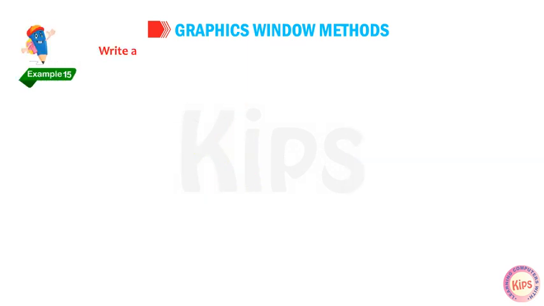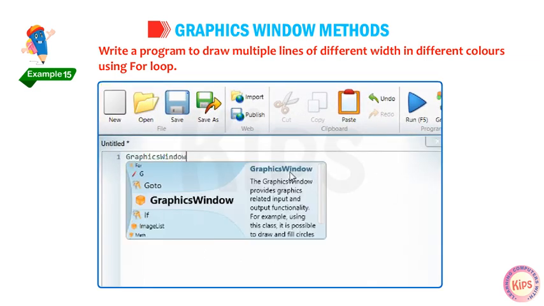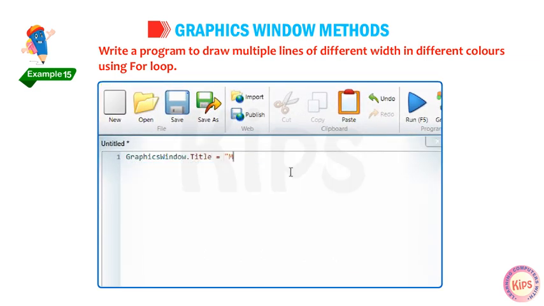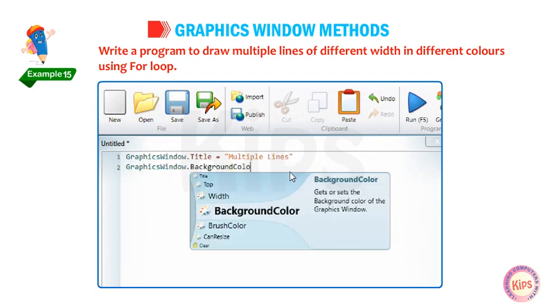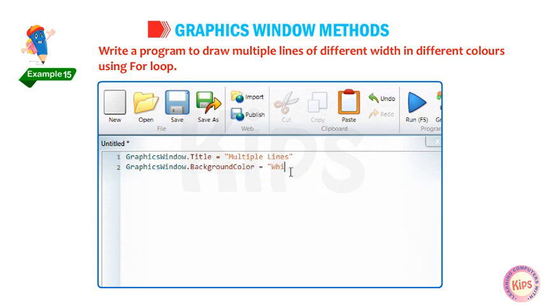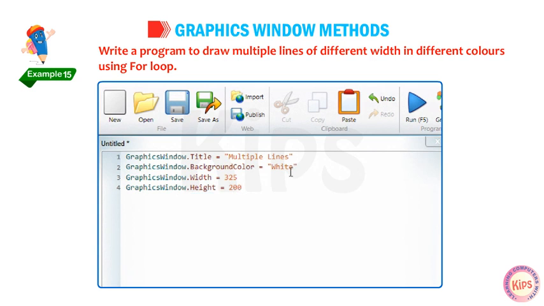Example. Write a program to draw multiple lines of different width in different colors using a for loop. GraphicsWindow.Title = "Multiple Lines". GraphicsWindow.BackgroundColor = "White". GraphicsWindow.Width = 325. GraphicsWindow.Height = 200.